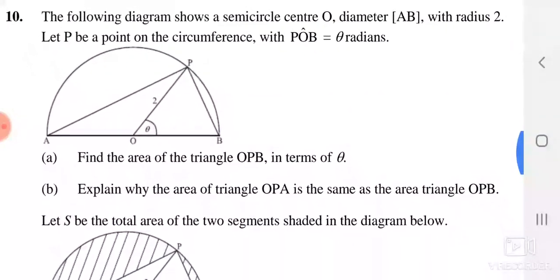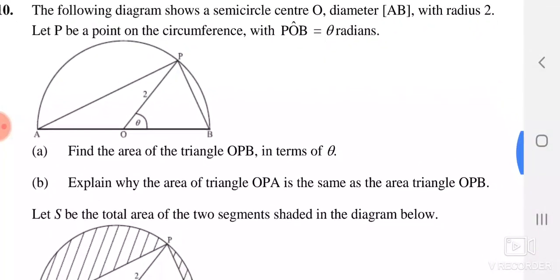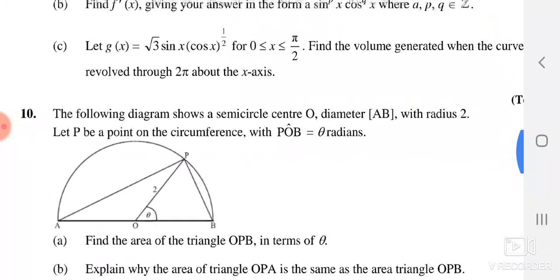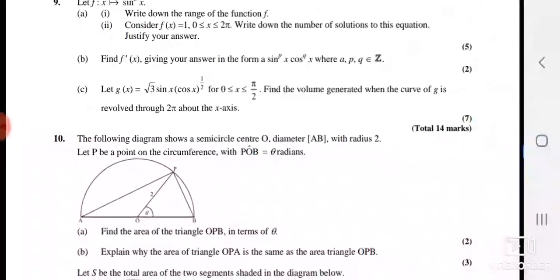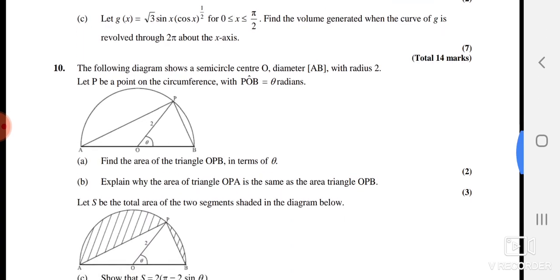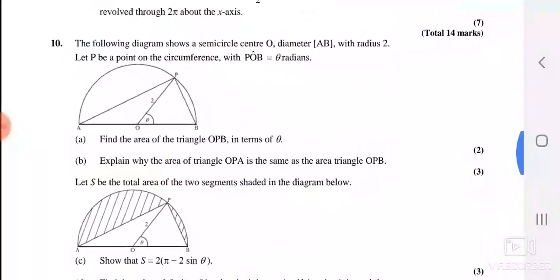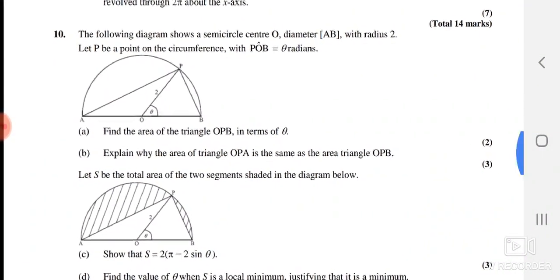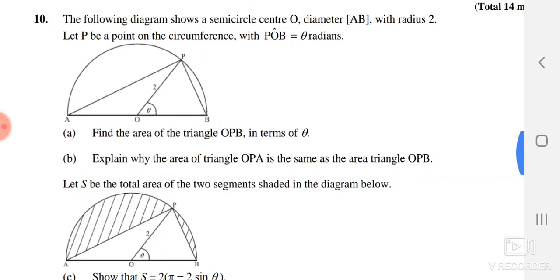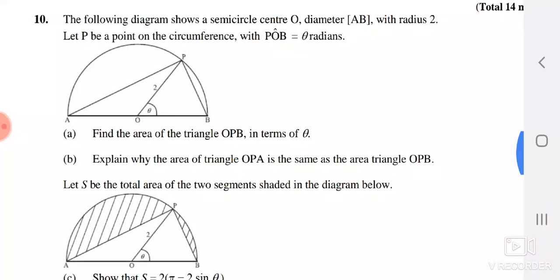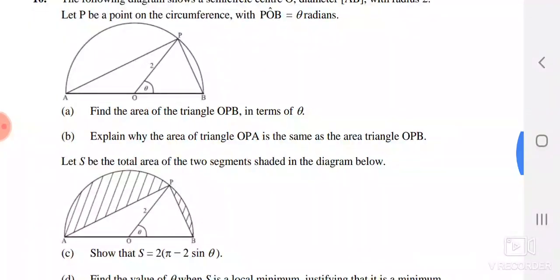Now I'm moving toward question 10. Find the area of the triangle OPB. Find the area of the triangle OPB in terms of theta. The formula for the area of the triangle is 1 over 2 ab sine theta, and theta must be in radians, but you have to give your answer in general form. So 1 over 2, the radius is given, 1 over 2 times 2 sine theta.